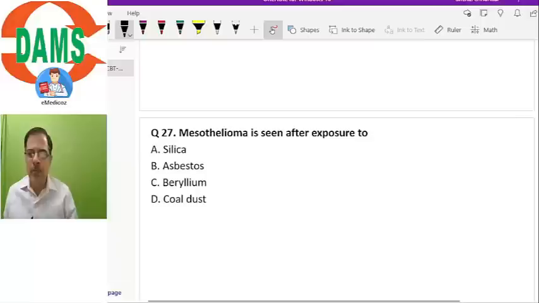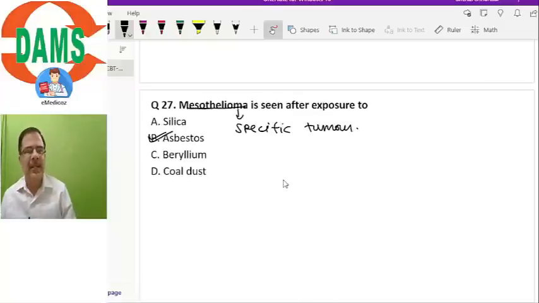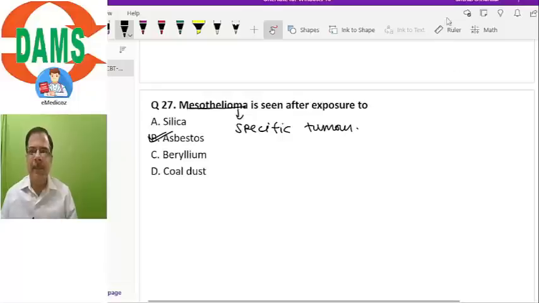27. Mesothelioma is seen after exposure to this, classically asbestos. Mesothelioma is the specific tumor seen in asbestosis.